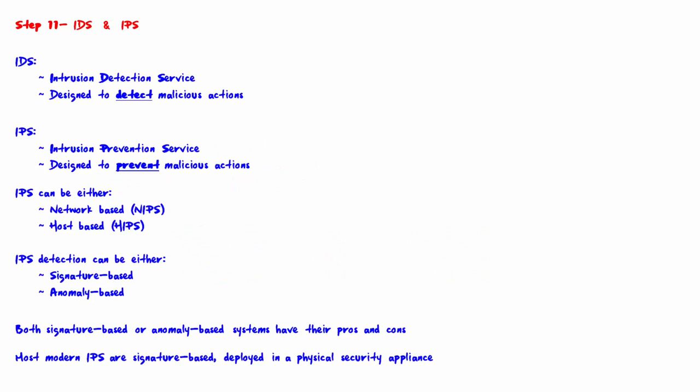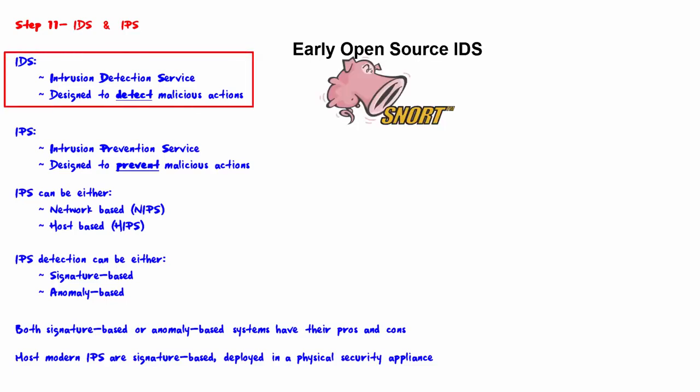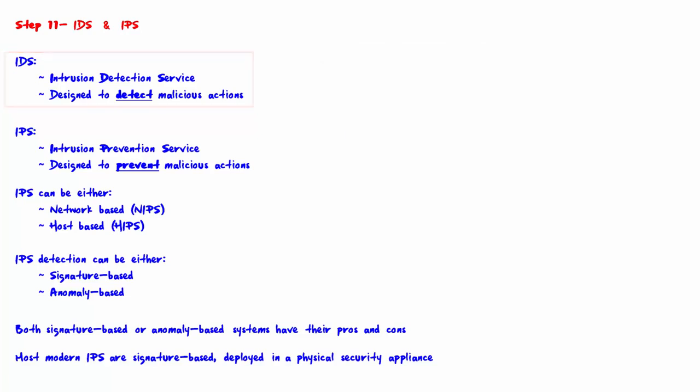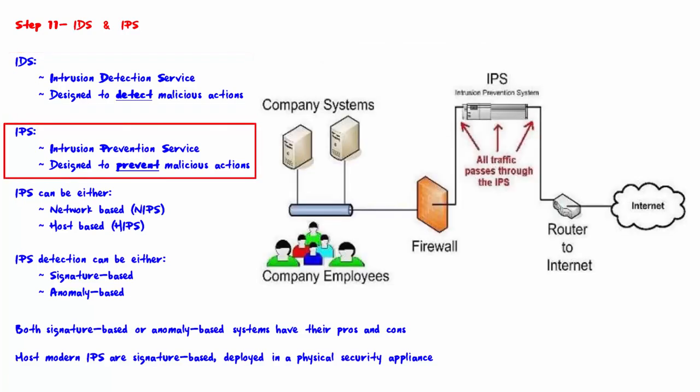Welcome to Step 11, IDS and IPS. IDS equals Intrusion Detection Service, which is designed to detect malicious actions that might occur on the network. IPS is Intrusion Prevention Service, which is designed to prevent malicious actions from occurring on our network.